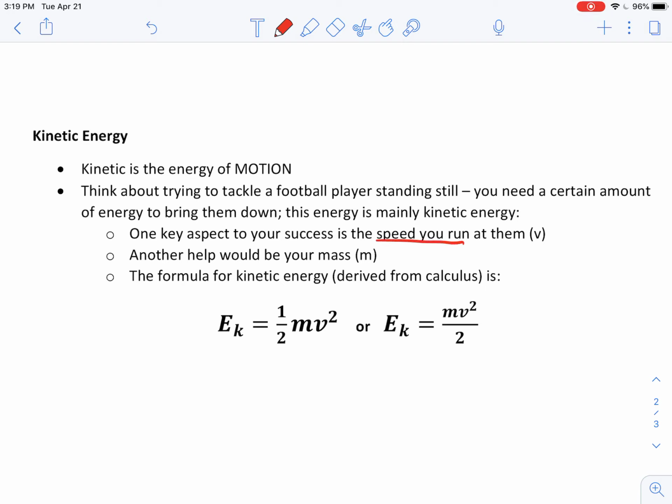If you run at them slowly, you have less chance of taking them down than if you run at them with a faster pace. So that's your speed there. Notice how it's speed, not velocity.